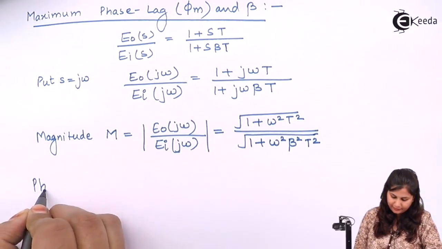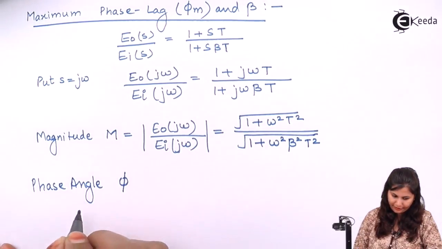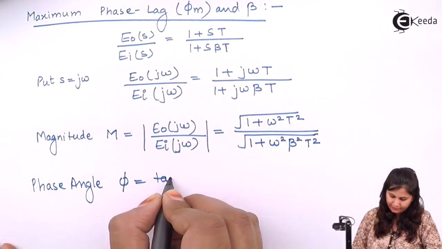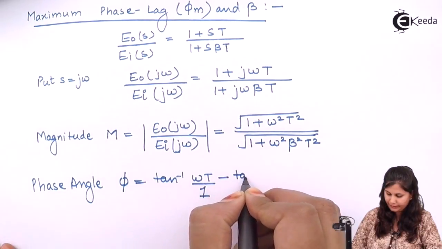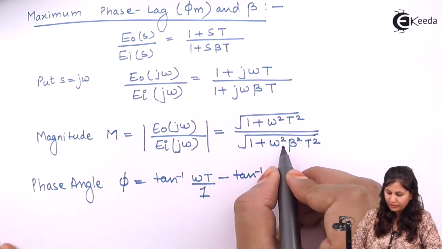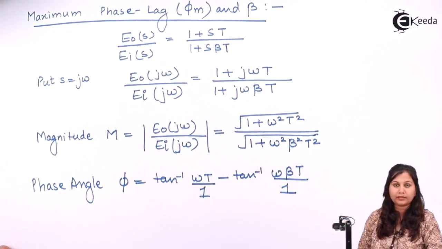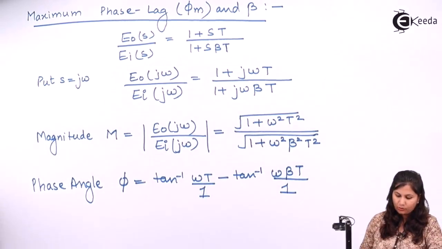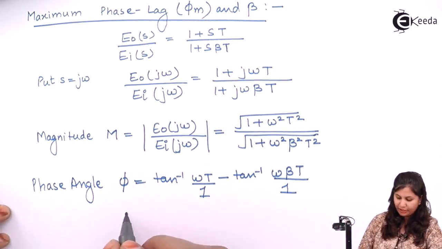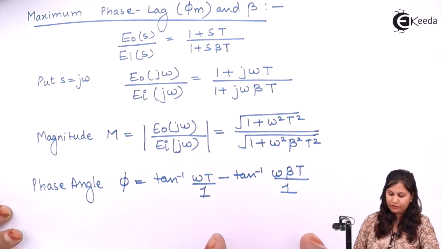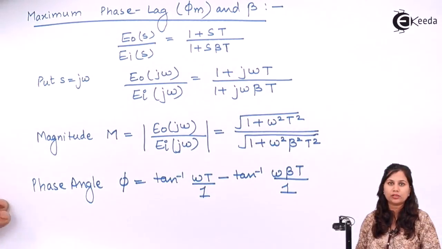And the phase angle is phi. So phi is given by tan inverse of omega T upon 1, minus tan inverse of omega beta T upon 1. This is the phase angle. Now we have to find out the maximum phase lag. So we will again differentiate this phase angle equation with respect to omega, and then we will put d phi by d omega equals 0.